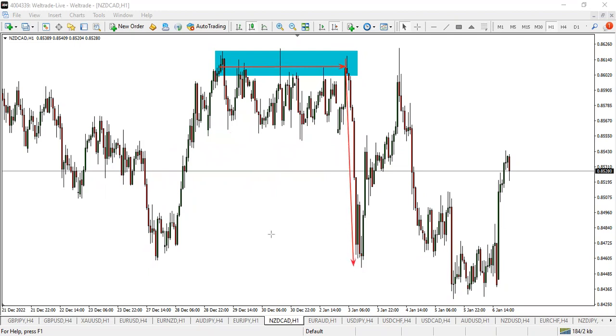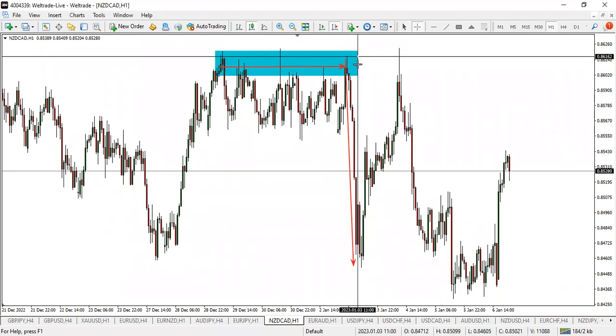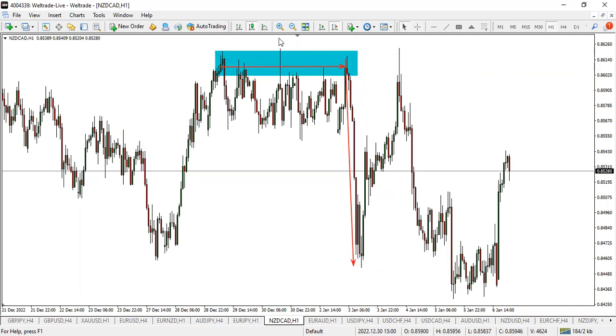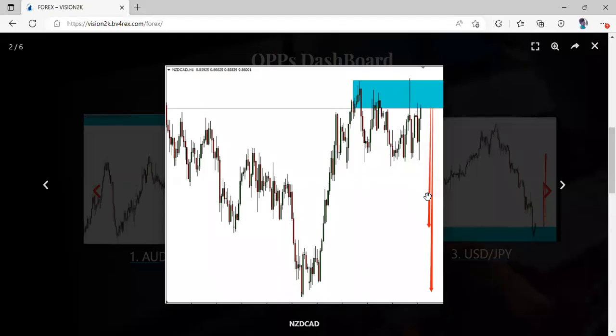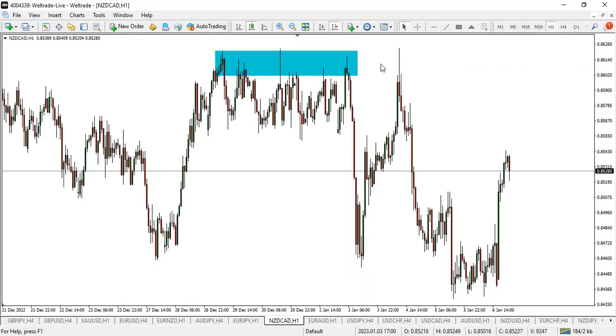So TP 1 and 2 was met on NZD CAD. So both levels in this case here we have 160 pips, 160 pips on NZD CAD. So this very good trade played out beautifully. The entry level was never broken, and if you paid attention enough, price gave us another entry right here.